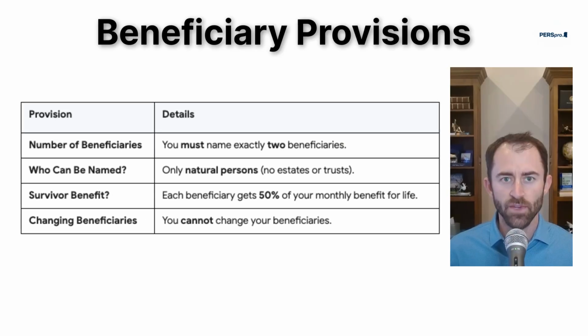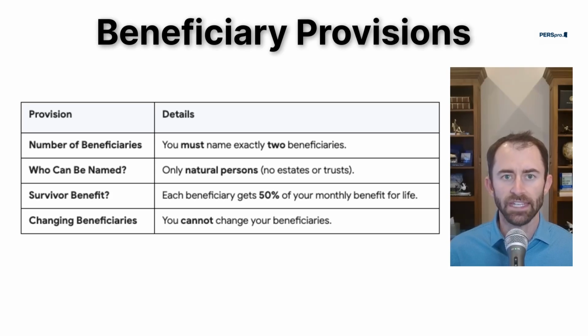The beneficiary provisions contained within option 3 are different from the provisions contained within the maximum retirement allowance option 1, and option 2. How many beneficiaries can you have under option 3? You must name exactly 2 beneficiaries for the survivor benefit. Who can be named as a beneficiary under option 3? Only a natural person, not an estate or trust. And note that your beneficiary does not have to be your spouse.